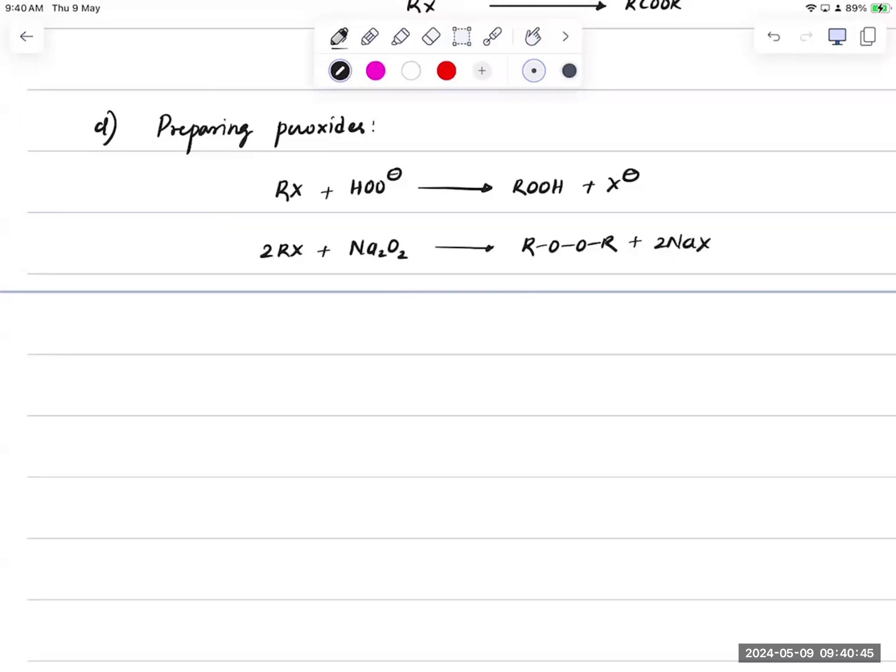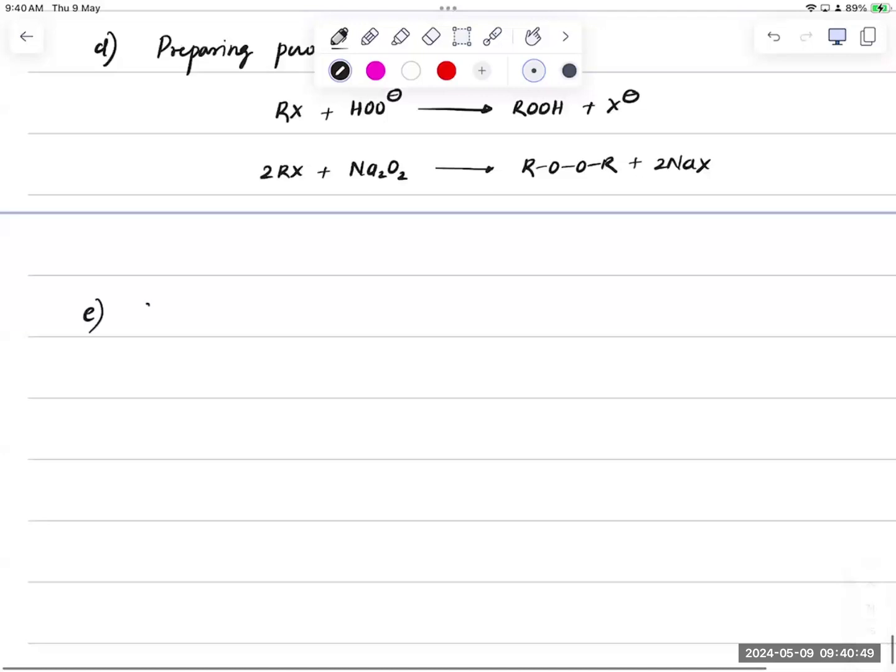Okay. Next, if you have any sulfur nucleophiles, how do we respond to that? Sulfur nucleophiles.